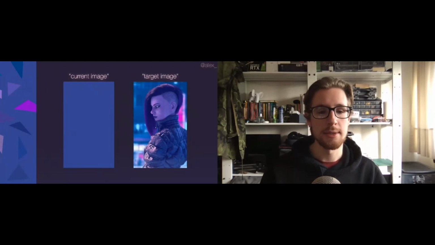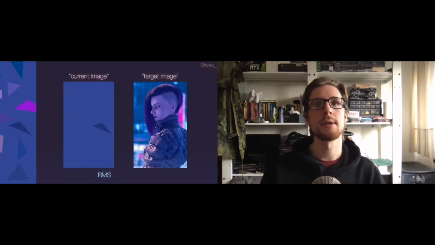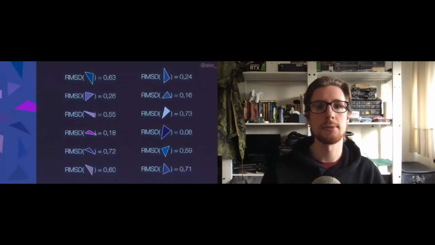So back to triangles. Now we know why and how we're going to use that deviation value. We can now take each and every one of our triangles, apply it to the current image, calculate the root mean square deviation to our target image, which is 0.4 in this case, and repeat that whole process. Here's another triangle, and here's the values for, well, what is it, 12 triangles, but 200 in our real algorithm.